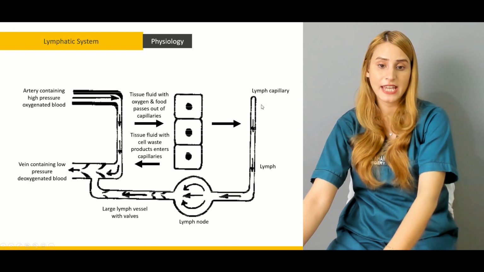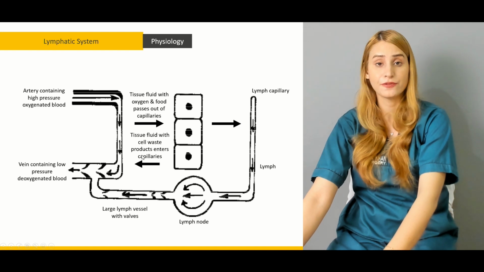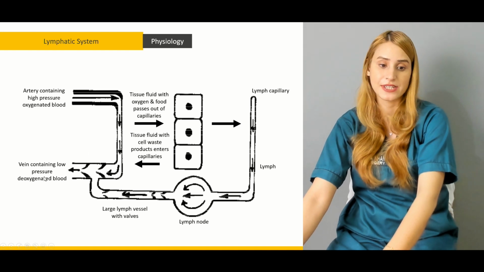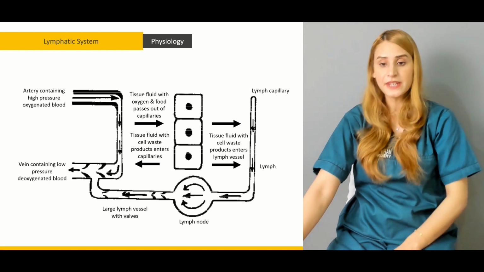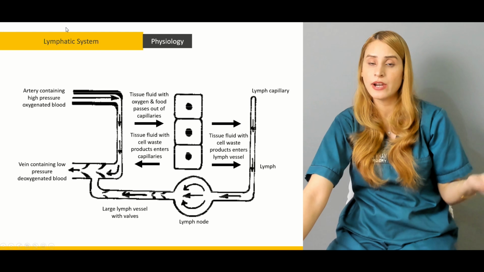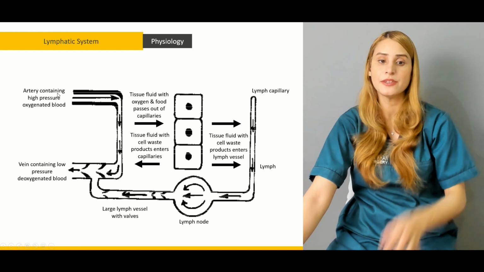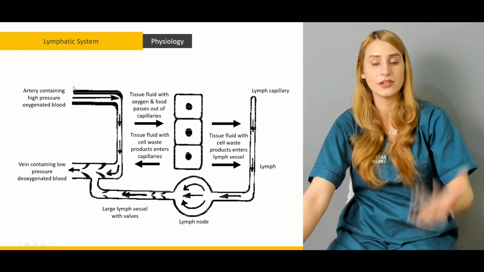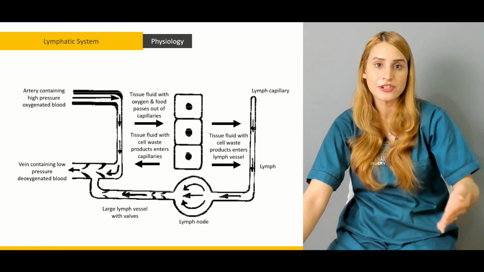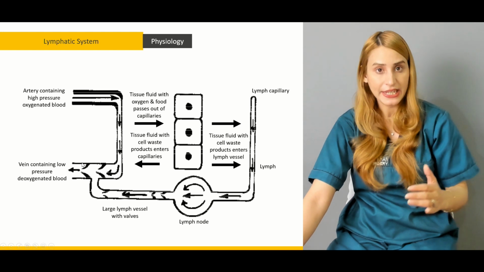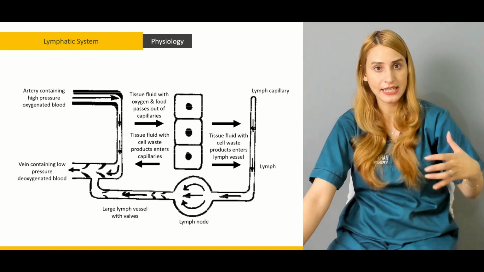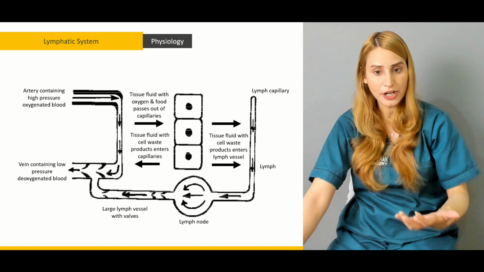So the lymphatic capillaries and the rest of the tissue fluid with cell waste enter into the venous system, which is the deoxygenated blood, right? This is a very simple diagram. It will help you understand. On one side you have the artery, and arteries have high pressure oxygenated blood. On the other end we have the veins, and they contain the deoxygenated blood with a low pressure.